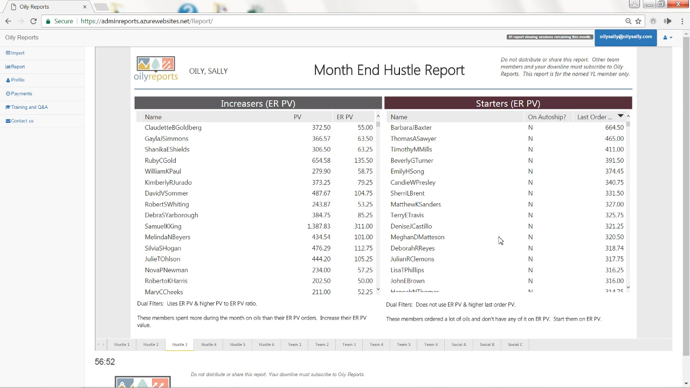But looking at your starters, these individuals, these team members, do not use ERPV, and they have a higher last order PV. So they're not on auto ship, and they have a higher last order. So these individuals might be a good place to start by looking at getting them on ER, and their last purchase was very high, and they likely could have qualified for bonuses with their ER order. So you want to look to start these individuals on ER.